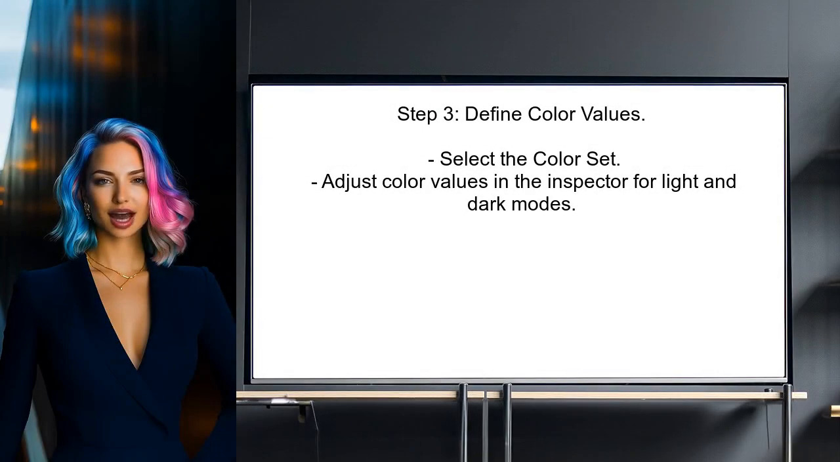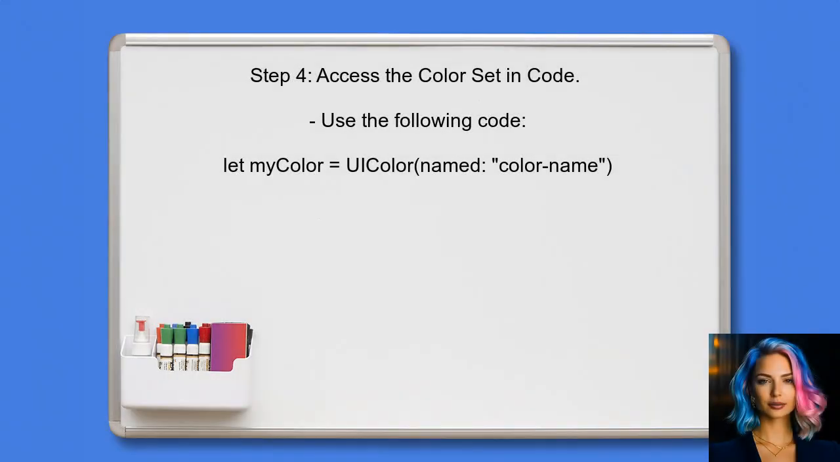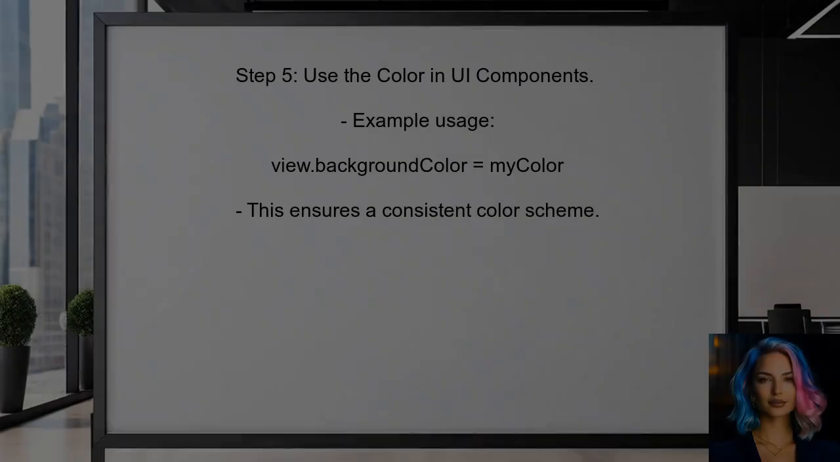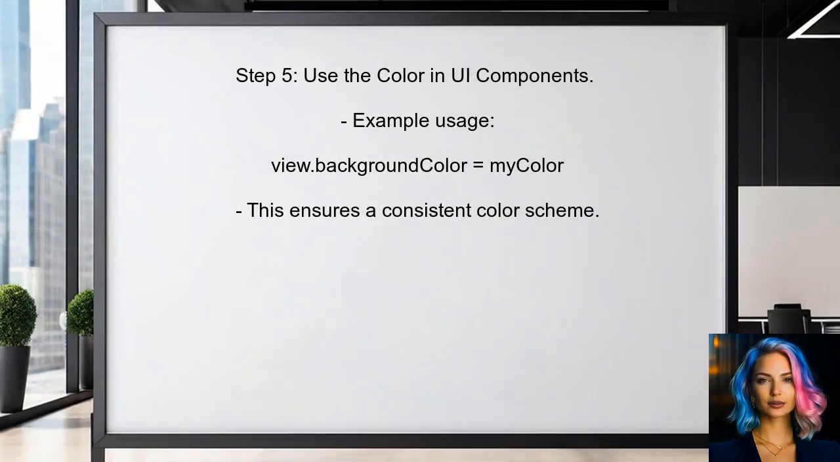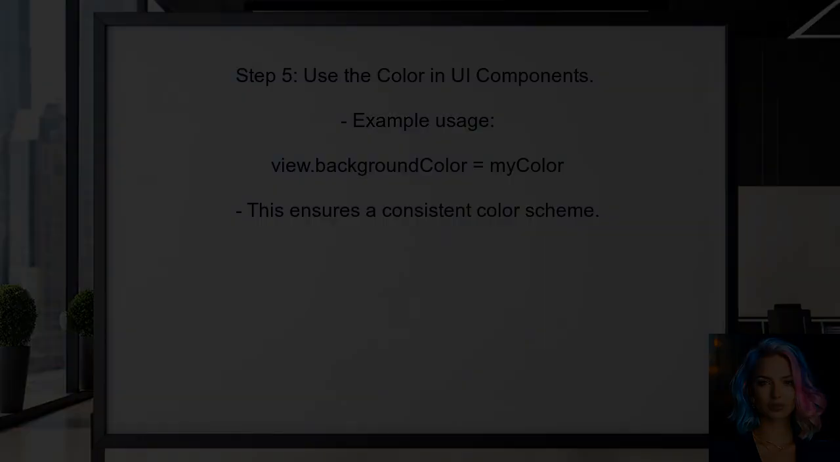After creating the color set, the user can define the color values for different appearances, such as light and dark modes. They can do this by selecting the color set and adjusting the color values in the inspector. Now, to access the color set in code, the user can use the UIColor initializer. They can retrieve the color by using the name of the color set they created. Finally, the user can use this color in their UI components, just like any other UIColor. This makes it easy to maintain a consistent color scheme throughout the app.